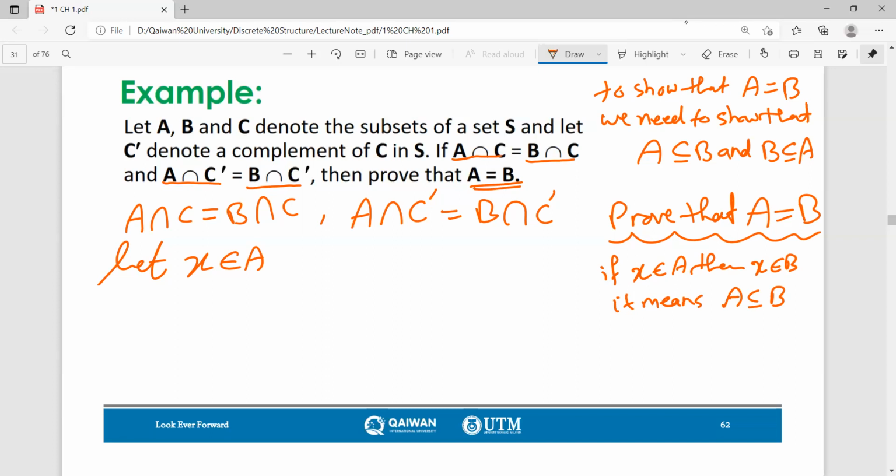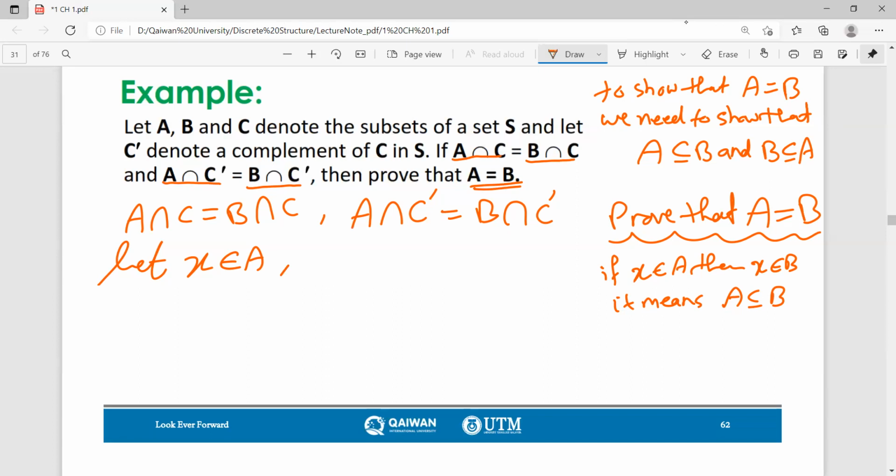Now we took an element from set A. We must prove that this element is in B also. By doing this, we can prove that A is a subset of B. Here, X is in A. C is a set. This element that we took from A, it's either in C or it's not in C.